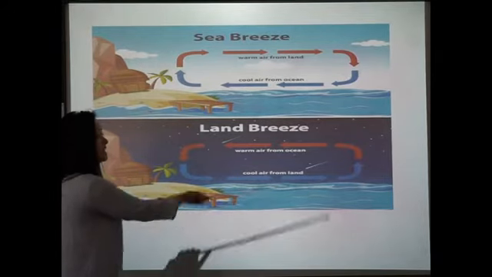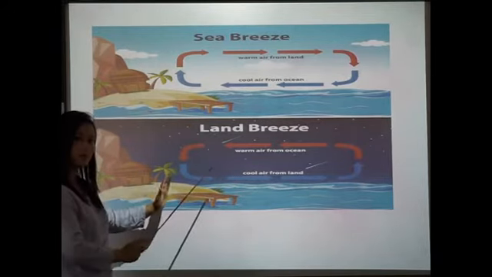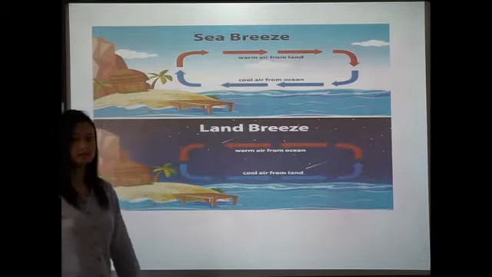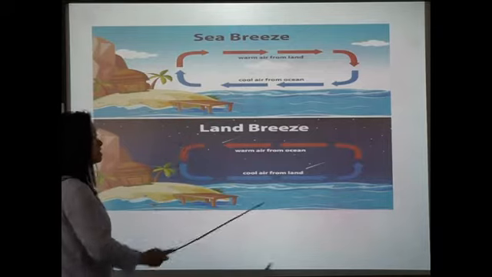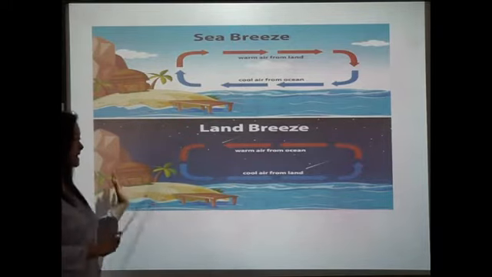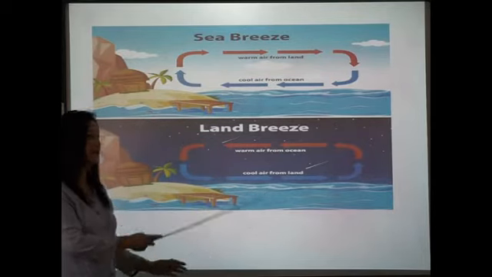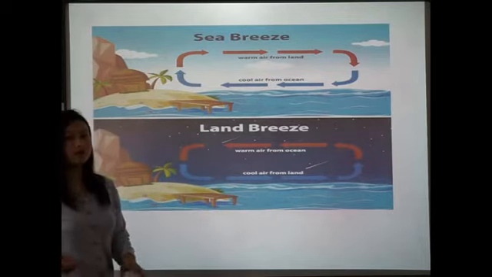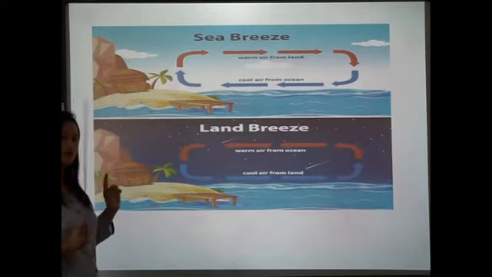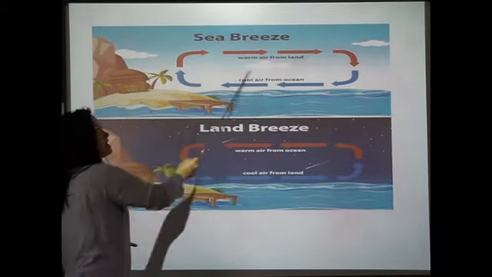They get heated, they rise up. Another set of cool particles from the land go above the sea. So this is your land breeze. When the cool air blows from land to sea during the night, that is called land breeze. And when the cool air blows from sea to land during the day, that is called sea breeze.